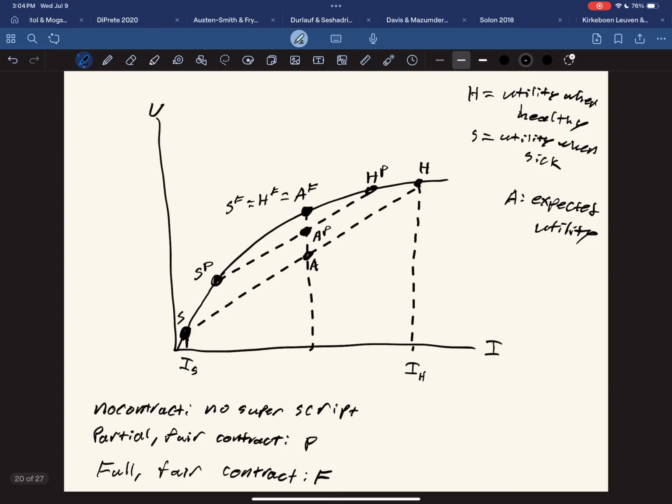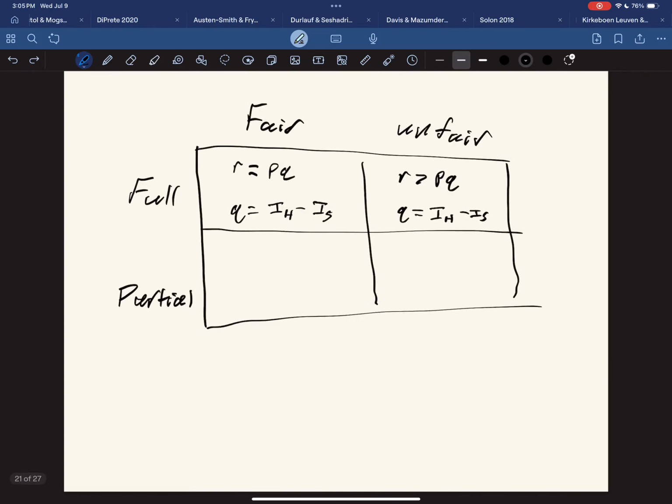Let's go back to the previous thing, right? Let's say I might be willing to agree to a contract, for instance, a full insurance contract that's unfair that puts me here. I would prefer to have the full contract, because my utility rises. But it's still better than a fair partial contract or no contract at all, right? So a rational person who's risk averse may agree to an unfair contract.